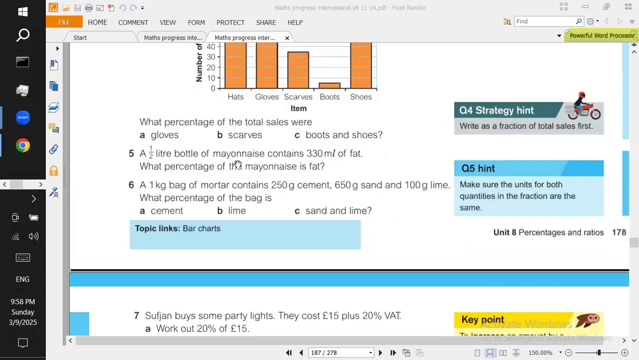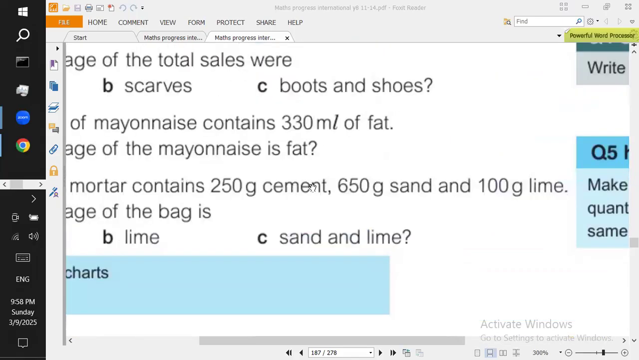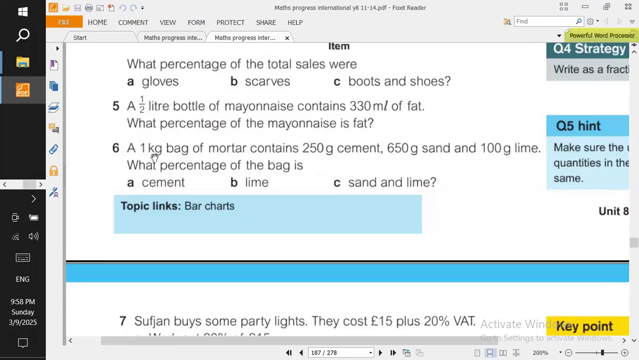So you make the proportion and then multiply it by 100. Now let's take a look at question 6, for example. A 1 kilogram bag of mortar contains 250 cement, and then 650 sand, and 100-gram lime. What percentage of the bag is cement, lime, sand and lime? So first we have to find the total number. Here they already gave us the total number, which is 1 kilogram.